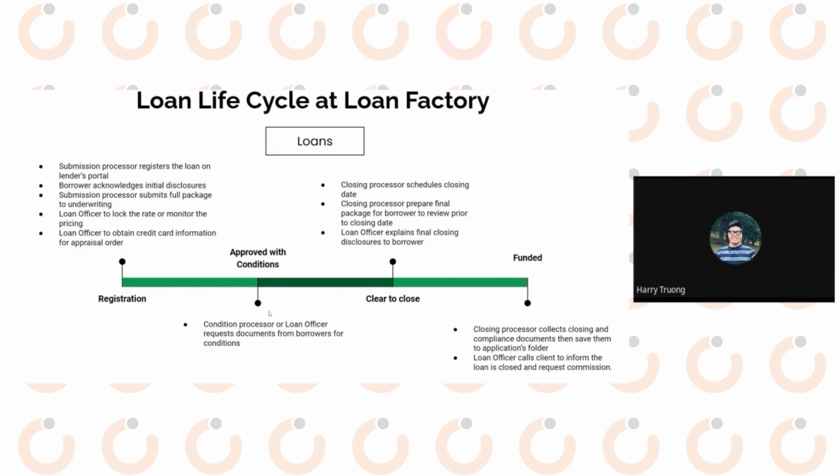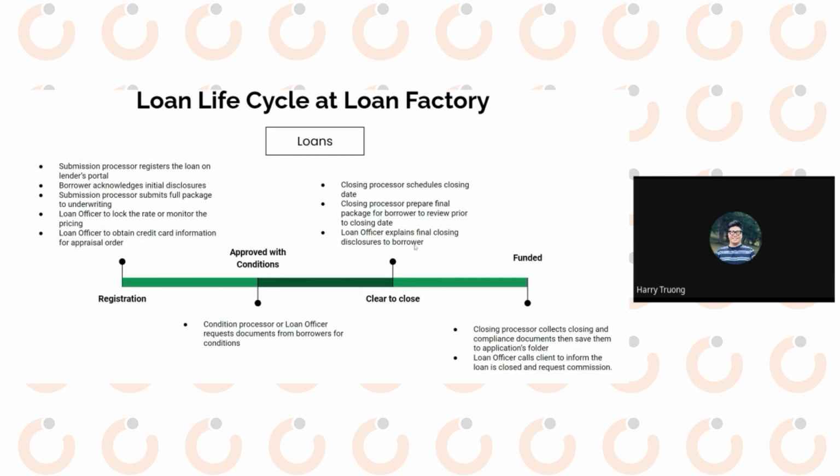Okay. Once we have the initial approval, a condition processor will get involved and help you with requested documents from the borrowers or escrow to clear conditions. At this phase, you have the option to have your condition processor talk to your client directly for documentation. And then after we have all of the conditions cleared, the closing process will chime in and help you schedule the closing date, as well as prepare the final package for the borrowers.